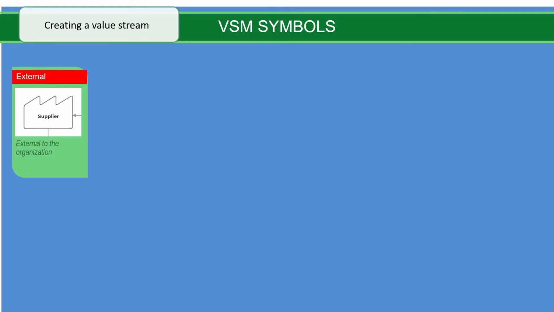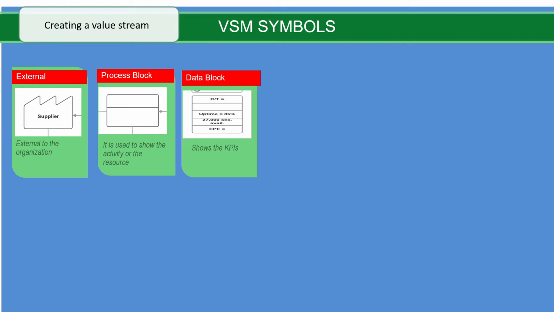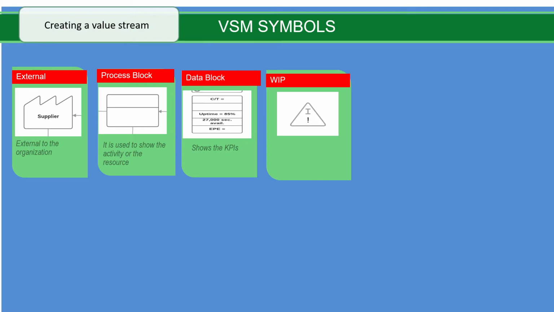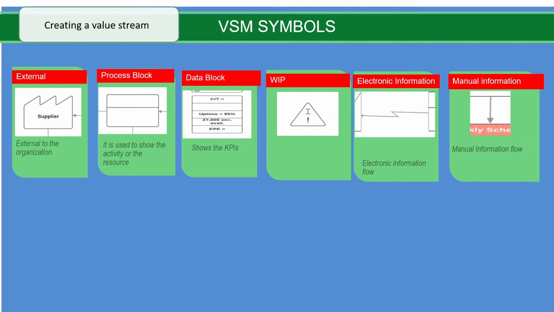In this section we will learn about the various symbols used in making a VSM. This first symbol represents a supplier or a customer, both of whom are entities outside the organization. The process block is a placeholder for an activity or task. The data block, as shown, shows all relevant KPIs. WIP: this symbol is used to show work in progress. The symbols for electronic flow of information and manual flow of information are different.